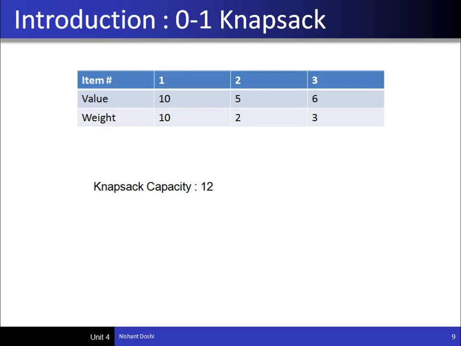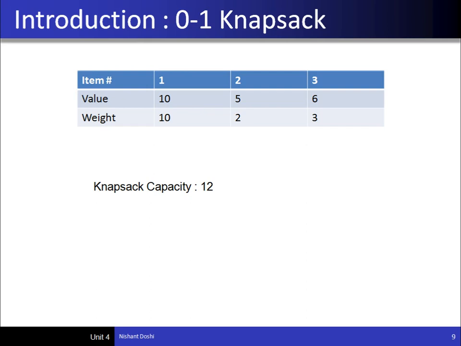So in this case you can know the answer: it is obviously item 1 and 2, that is 10 plus 2, which is 12 kg, and the total profit that you will get is 10 plus 5, that is 15. So what we have to do now is generate a state space tree from this particular example, and then we go on.